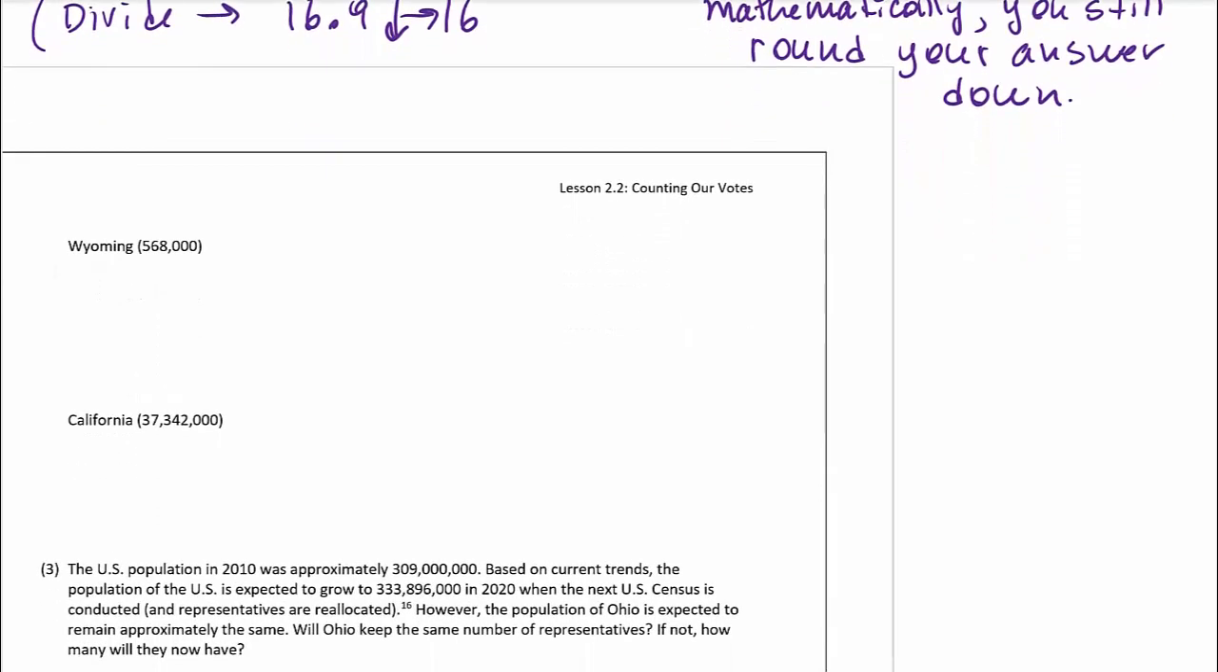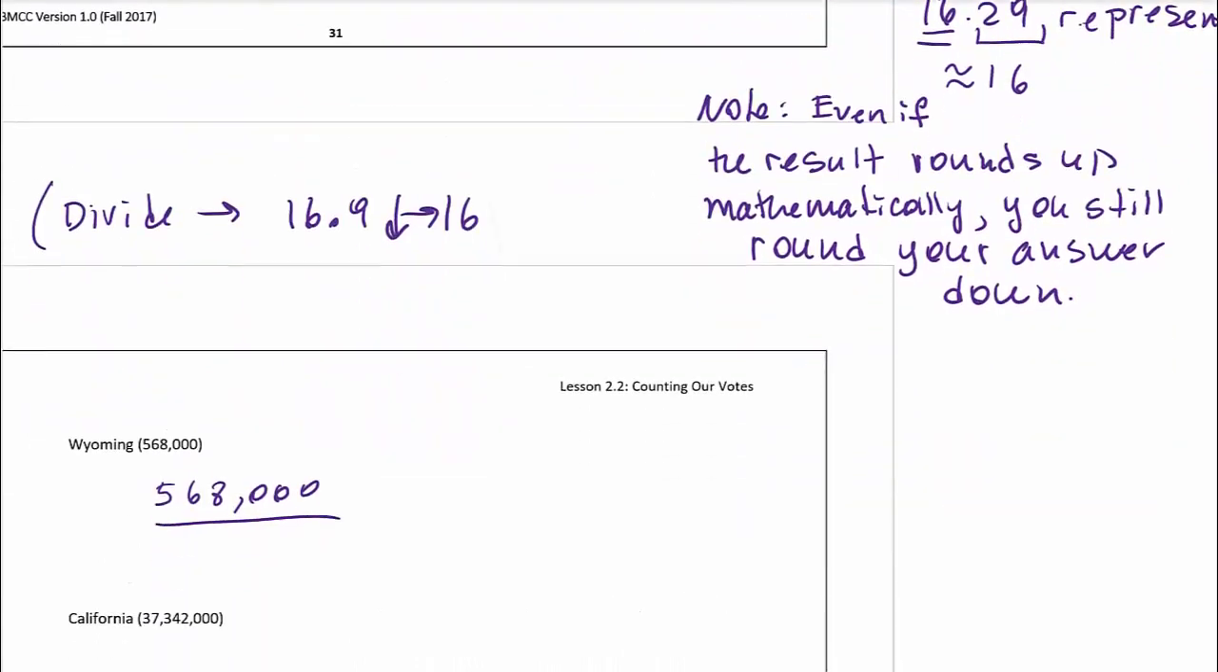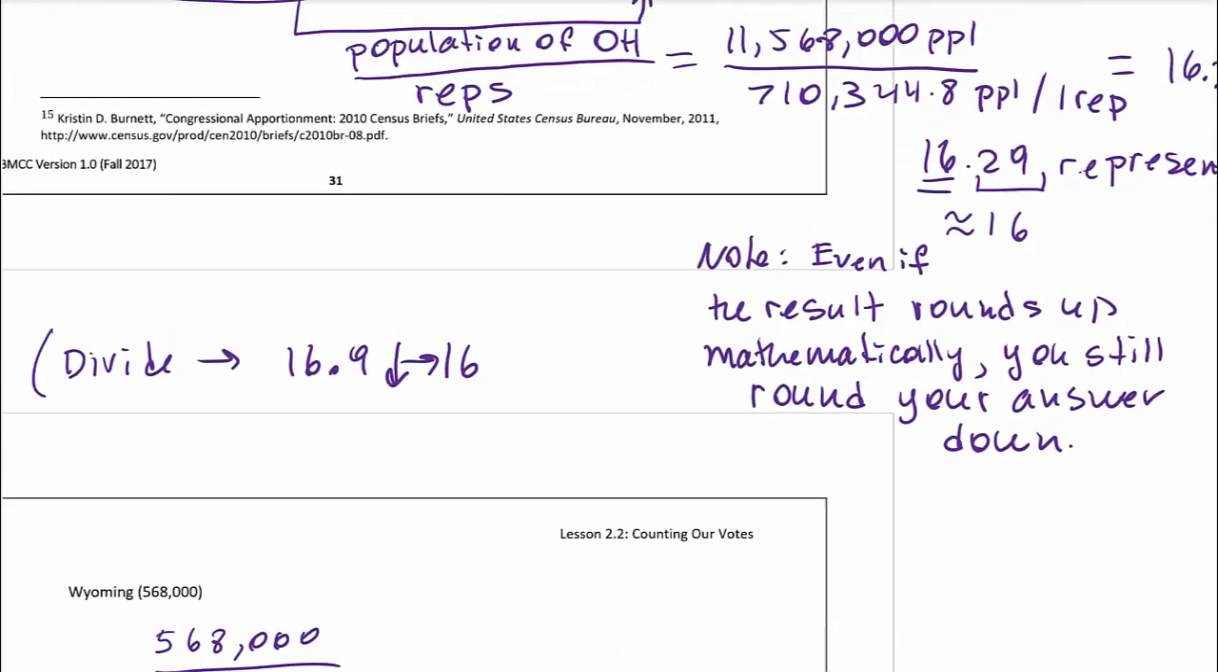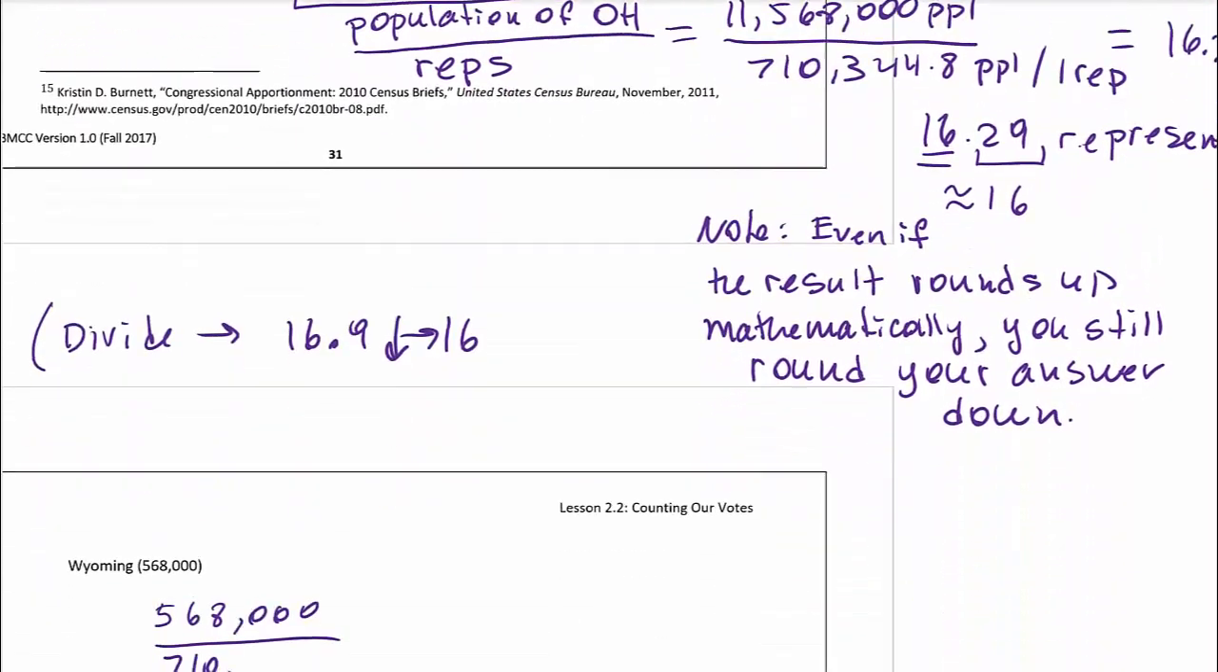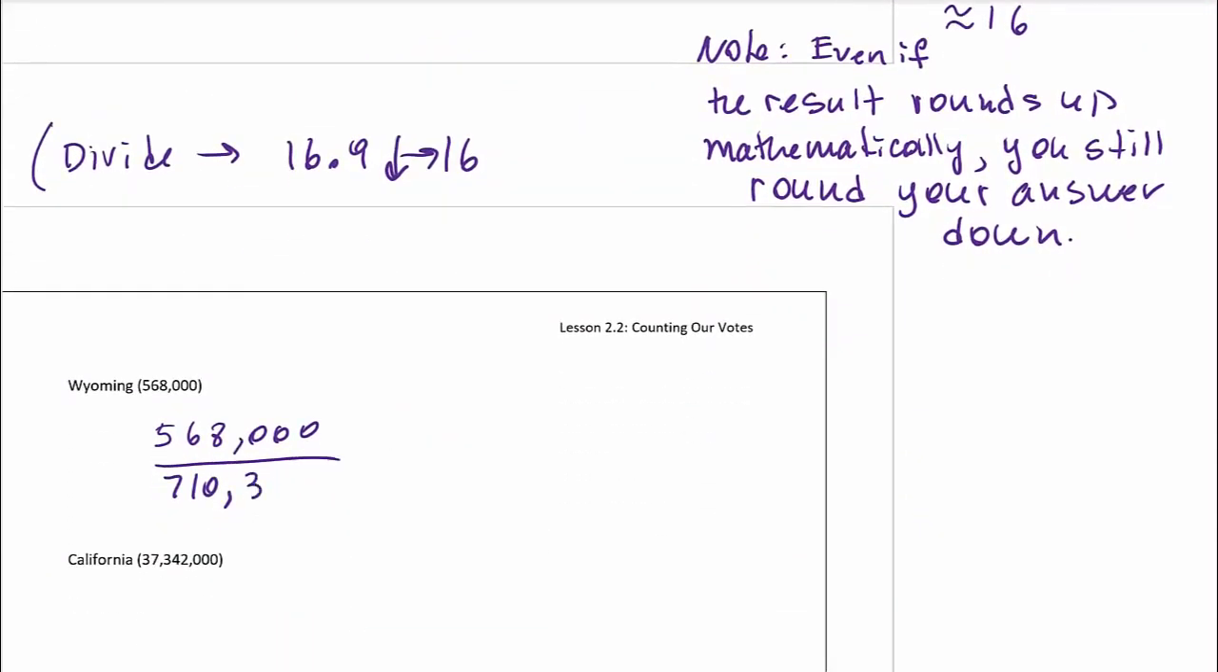All right, so now I'll give you a moment to calculate this for Wyoming. How many representatives should Wyoming get? All right, let's review. This is a little trickier because Wyoming has less than the representation rate. So if you divide by 710,344.8, you're going to get a number less than 1. And I just told you that you should always round down. So Wyoming should get no representation.